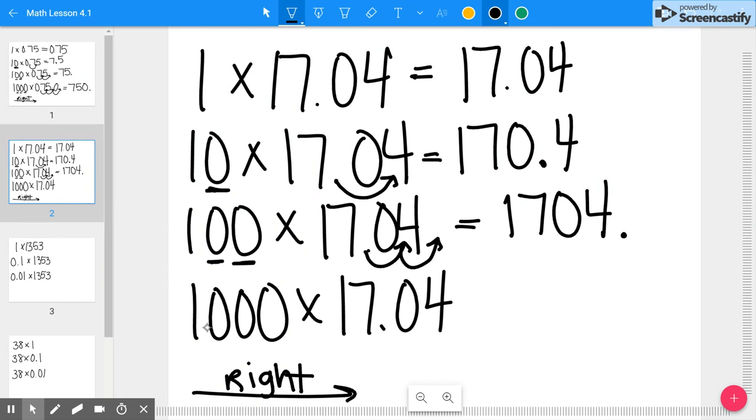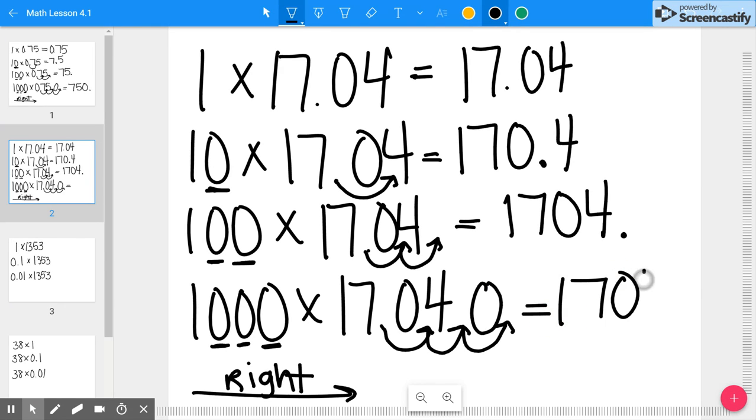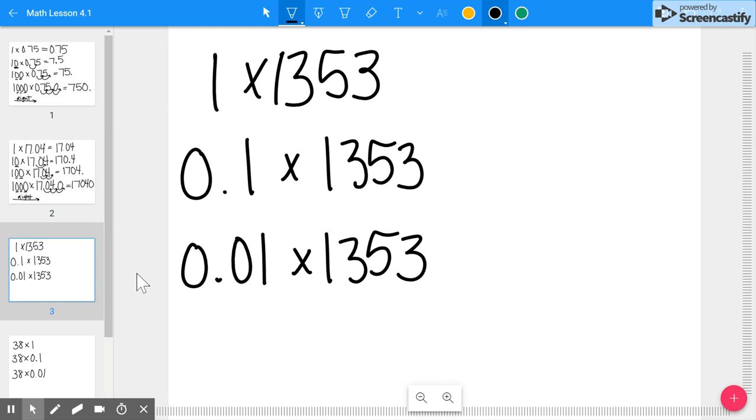So now my last one is 1,000 times 17 and 4 hundredths. Well, I see this is a whole number, so I'm moving to the right, and I'm going to count my zeros. 1, 2, 3. So I know I need to move my decimal point 3 times. Once, twice, 3 times. And in this place value that I've just added, I'm going to add a 0. You're only adding zeros to the end when we're multiplying by a whole number. So this now becomes 17,040.